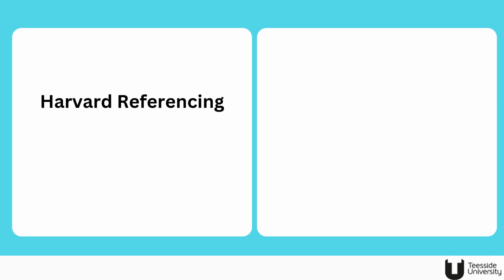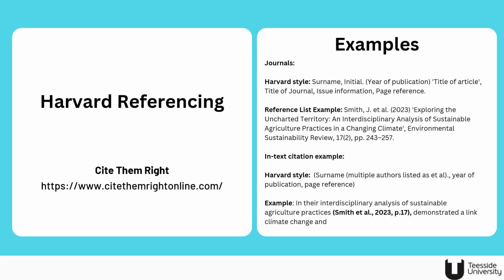In academic writing, you must follow certain conventions for acknowledging the source of your evidence. This is called a referencing style. At Teesside University, most courses use Harvard referencing, but check with your tutor to be sure. Harvard referencing is a set of rules you need to follow when you cite evidence in your assignments. We have a great web resource called Cite Them Right, which can show you how to use Harvard referencing for any type of evidence source.